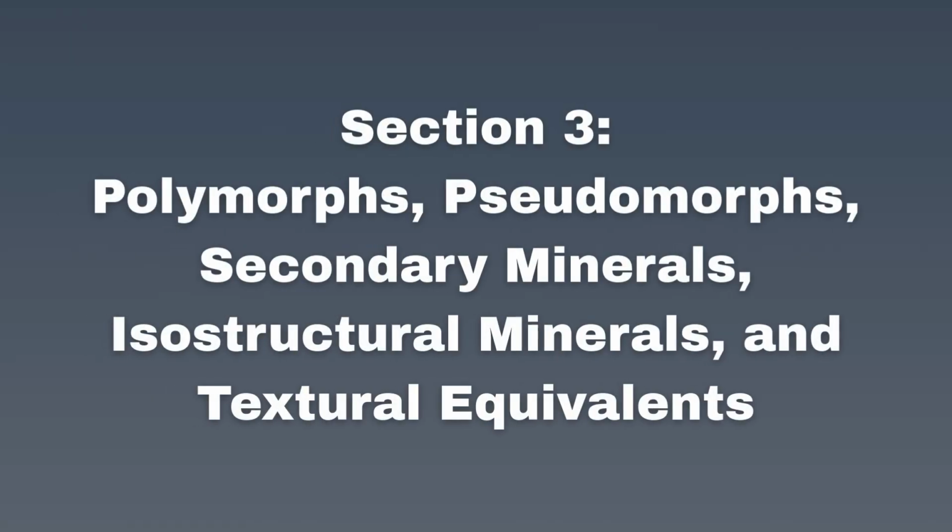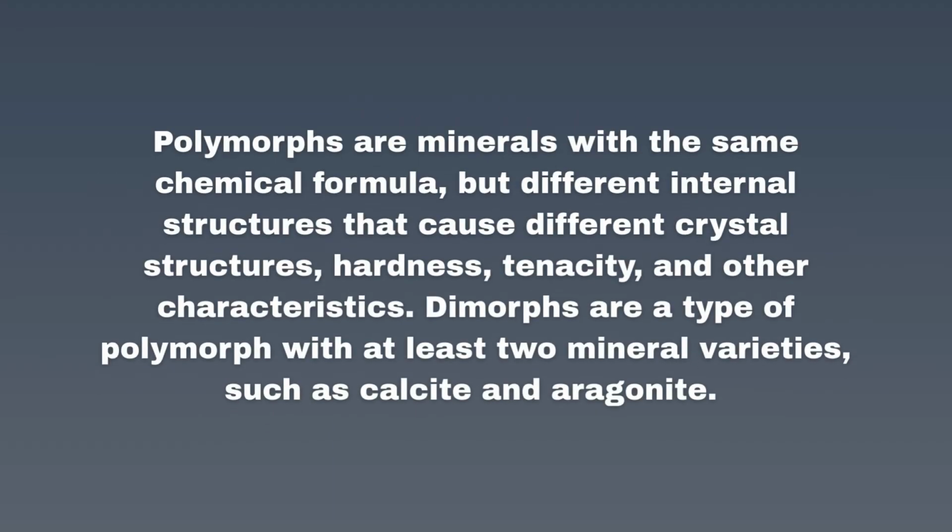Section 3. Polymorphs, Pseudomorphs, Secondary Minerals, Isostructural minerals, and textural equivalents. Polymorphs are minerals with the same chemical formula but different internal structures that cause different crystal structures, hardness, tenacity, and other characteristics. Dimorphs are a type of polymorph with at least 2 mineral varieties, such as calcite and aragonite.